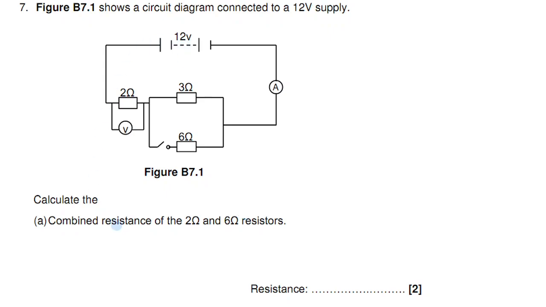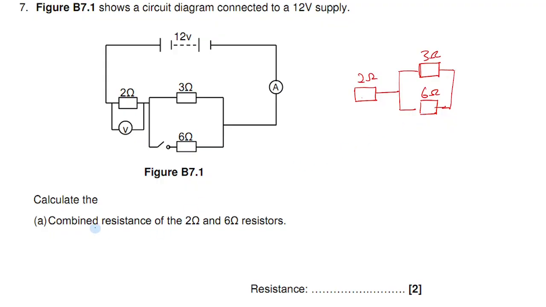When you see this diagram, this switch is not connected. When the switch is connected, the combined resistor between the 2 ohm and this one will be in series with this. Let me try to draw it: this is the 2 ohm resistor, this is the 3 ohm resistor, then this is the 6 ohm resistor if it is completely connected. So this resistor is in series with this.